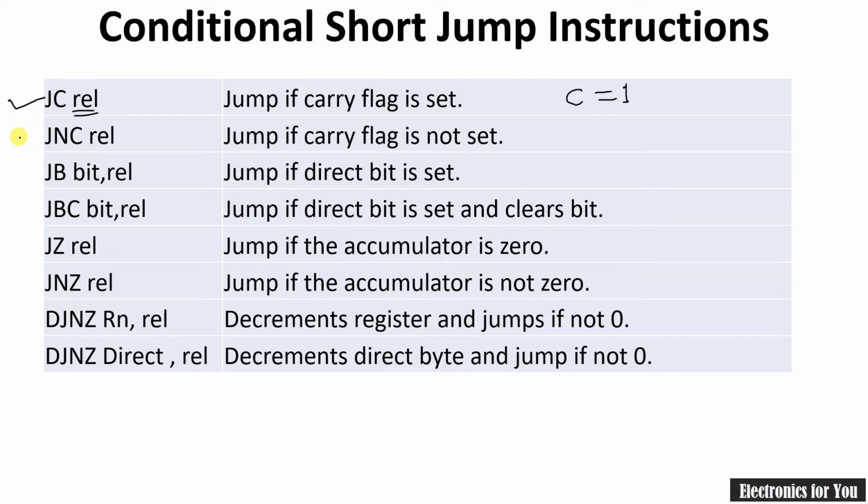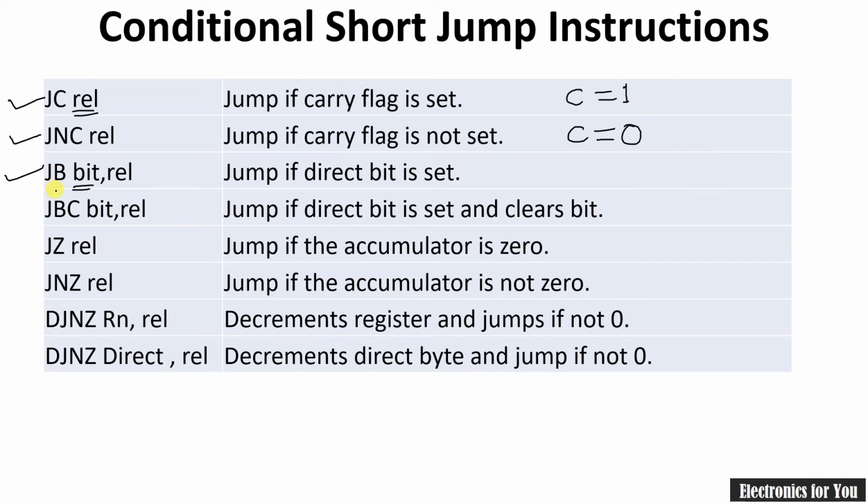Exactly the opposite instruction is JNC relative. Here it will jump on no carry flag. If the carry flag is 0, then it will jump to the particular location, otherwise program execution will continue. JB bit, relative. Here the bit may be a special function register bit, or any bit in the 8051, maybe a port bit also.